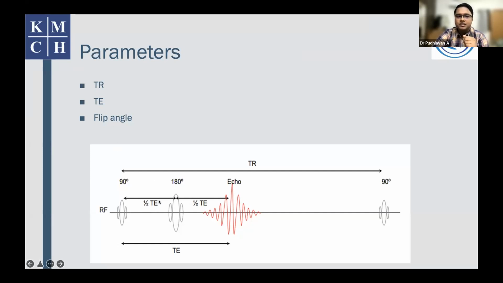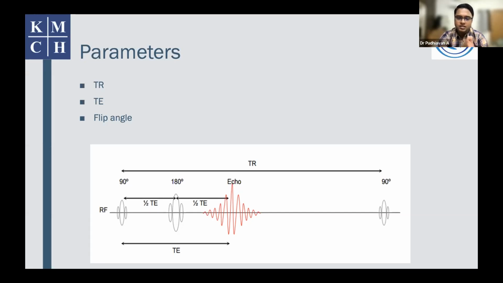And the third parameter is the flip angle. Till now, we have assumed a 90-degree pulse, which is nothing but an RF pulse that flips the magnetization by 90 degrees. We need not use a 90-degree flip angle all the time. We can use a flip angle from 1 degree up to 180 degrees, anywhere in this range.